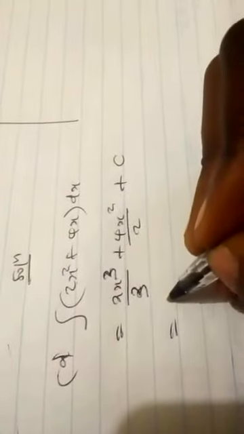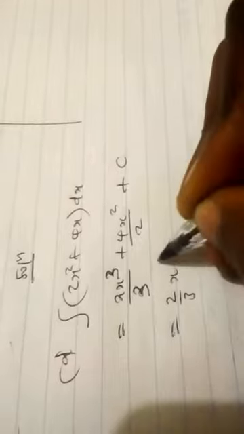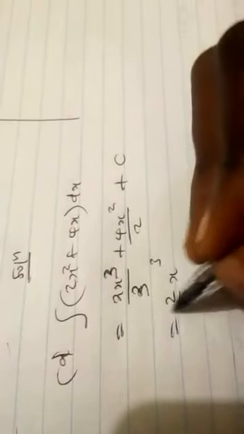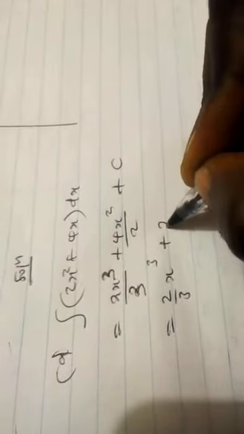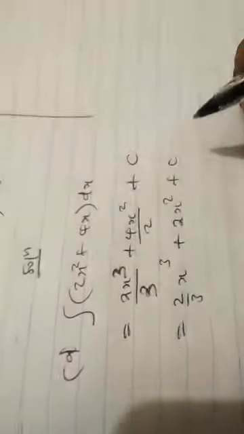Then plus c always, whether you are given it or not. So this will remain as 2 over 3 x cubed. There's nothing I can do here. Then plus there, it can remain as x squared plus c.